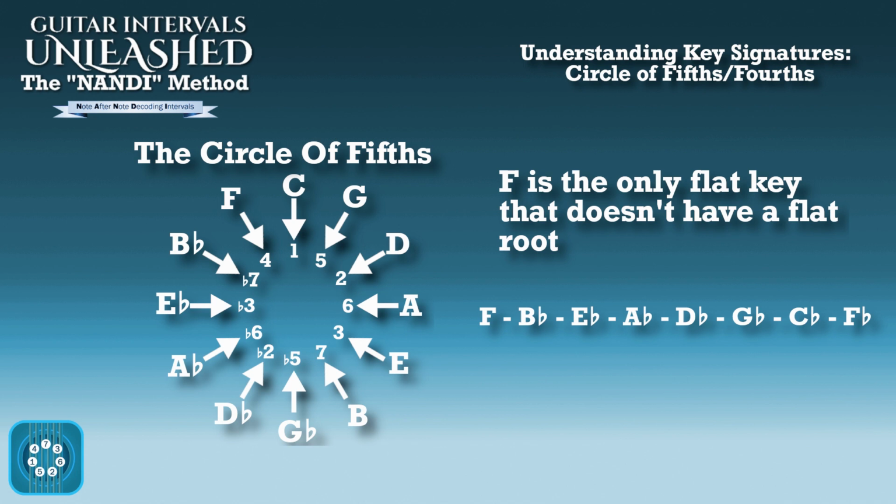And the order of the flats would be just as it appears here: B flat, E flat, A flat, D flat, G flat, C flat. So the key of F has a B flat, the key of B flat has a B flat and an E flat, the key of E flat has a B flat, E flat, and an A flat, and so forth.